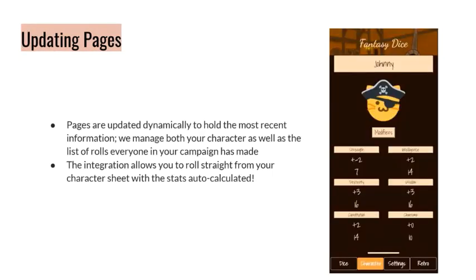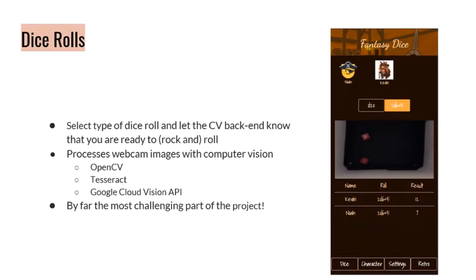Every page on our app is updated dynamically to hold the most recent information. For example, we manage both your character as well as the list of rolls that everyone in your campaign has made. The integration allows you to roll straight from your character sheet with the stats auto-calculated. That was really short. The actual dice rolls are by far the most complicated part of this process.